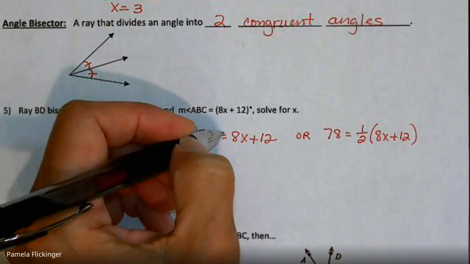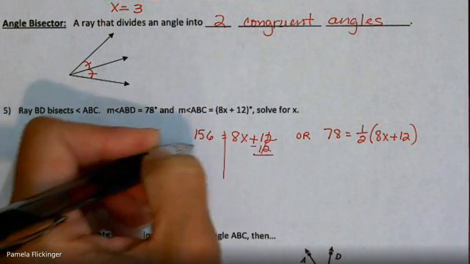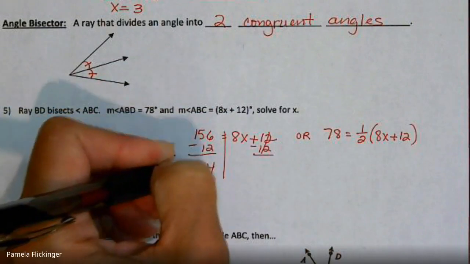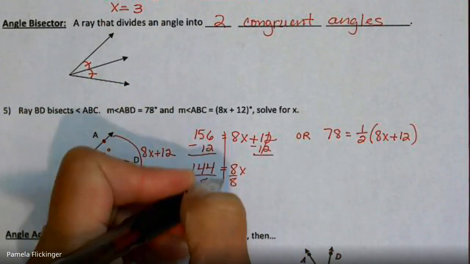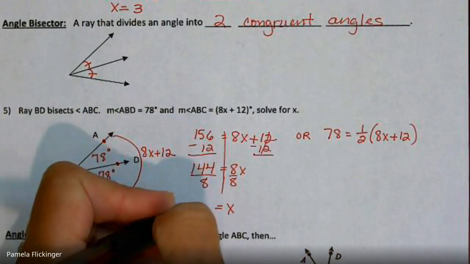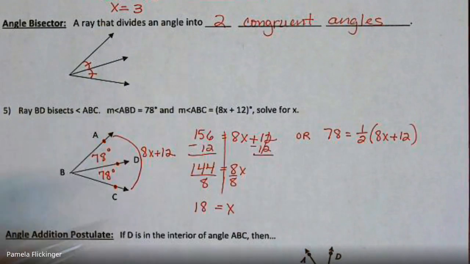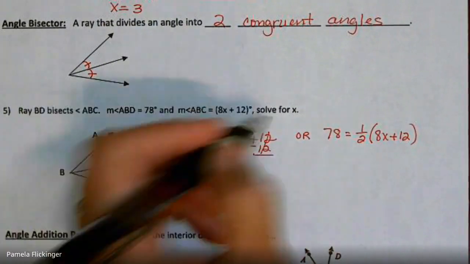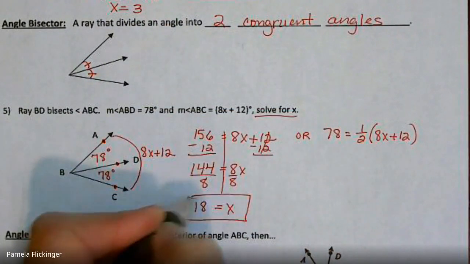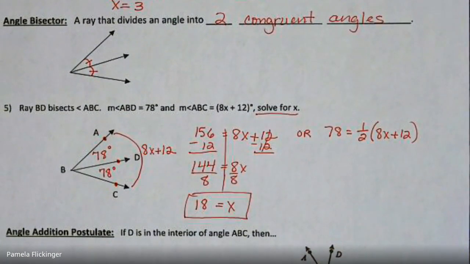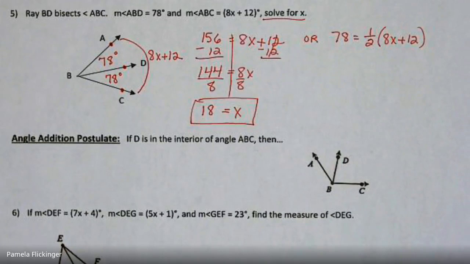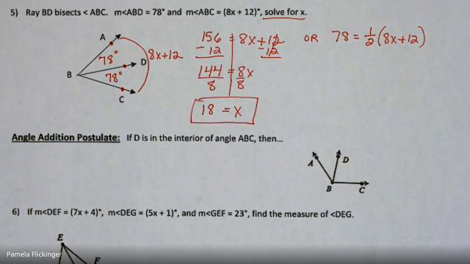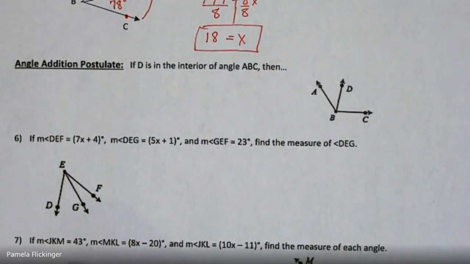So let's come back and just solve this one. I'm going to subtract 12 from both sides, and we end up with 144 equals 8x. And then when I divide by 8, we're going to get x to be, let's see, 18. All right, and that's all they wanted us to do. So we are done. We have done problems with angle bisectors before, so that will come back and be revisited.